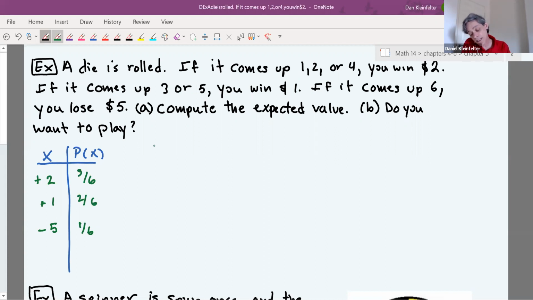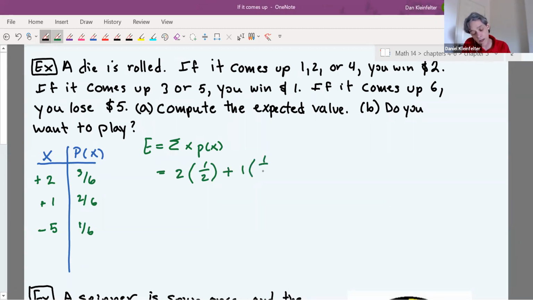Okay, so let's calculate the mean or expectation. And so that will be the sum of the possible outcomes times their probabilities. So X could be $2. That occurs with probability 1/2. Or $1. That occurs with probability 1/3. And then a loss of $5, that's plus -5 with probability 1/6.